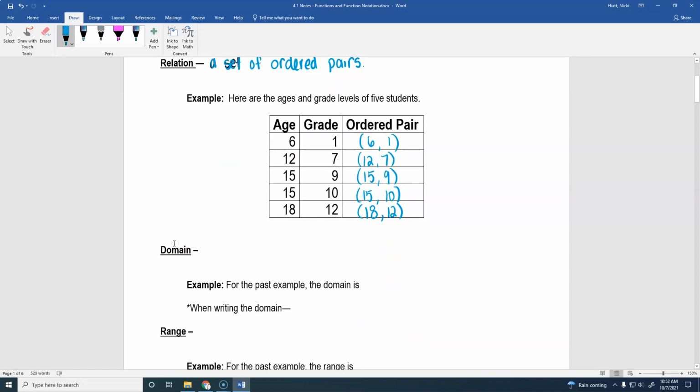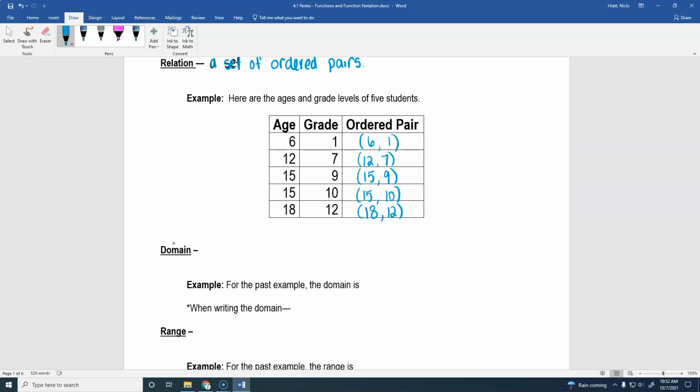This is a relation, okay? Each number relates to another number. So being age 6 relates to being in the 1st grade. Being age 12 relates to being in the 7th grade. So this is a relation.